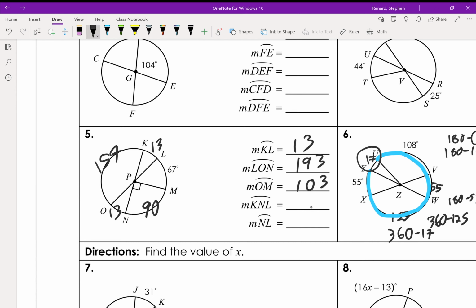K and L. So we're going here, K through N all the way back to L. So instead of adding all those up, which you can, I find it easier. I know that all the way around equals 360 degrees. So I go 360 minus 13, and I get 347 degrees. And then N to L, right here, 90 plus 67, 157 degrees.